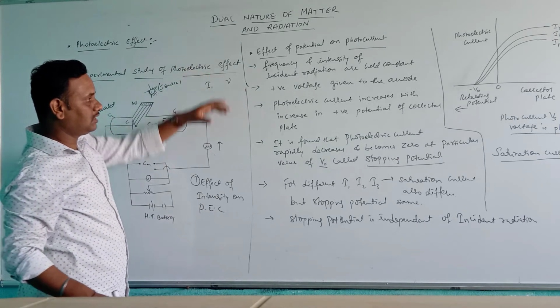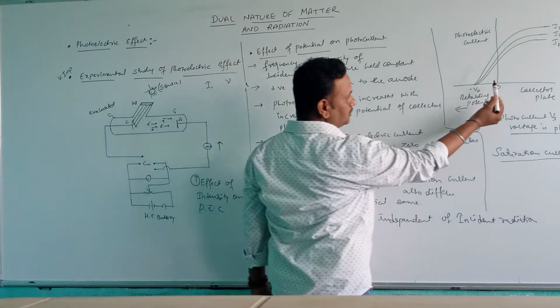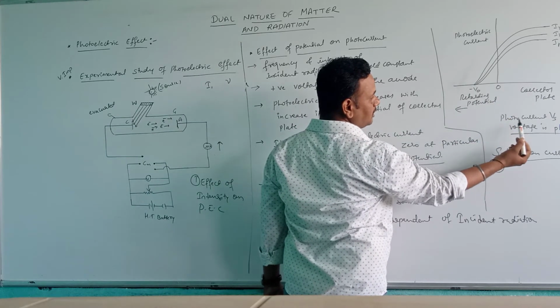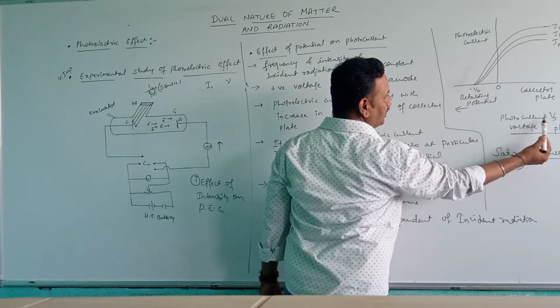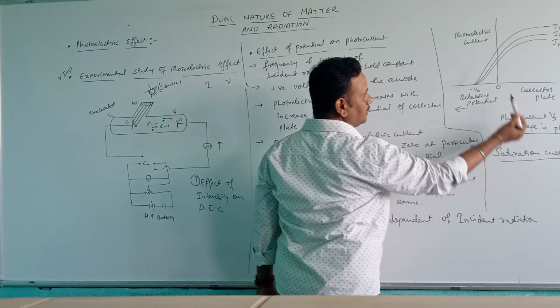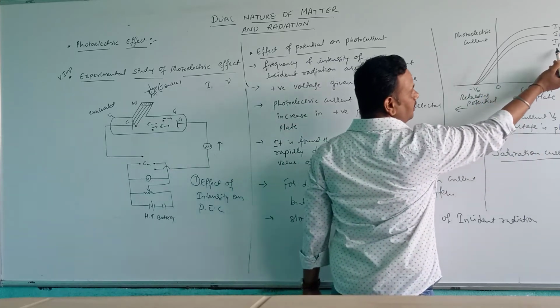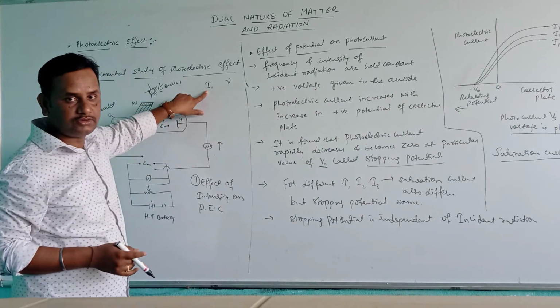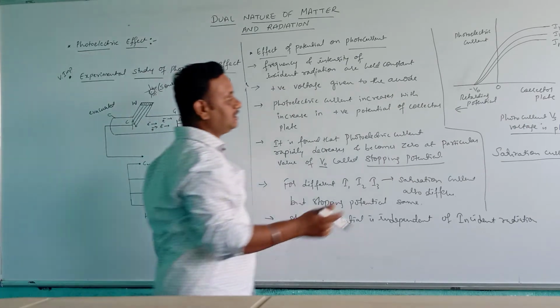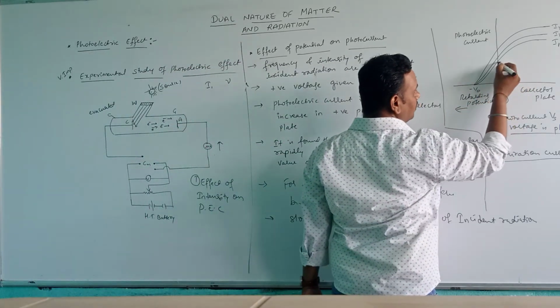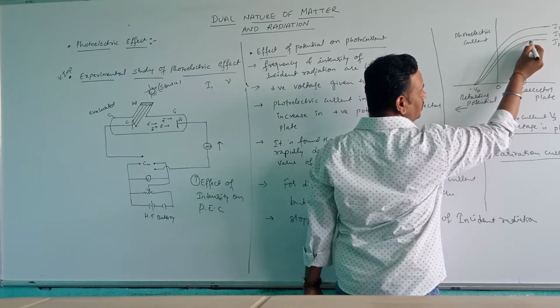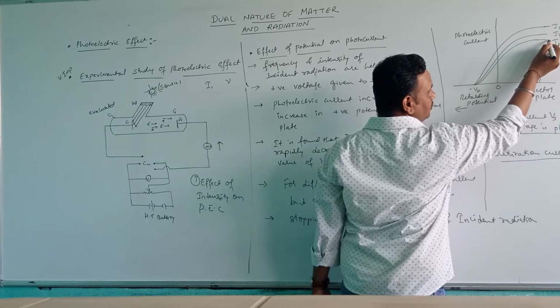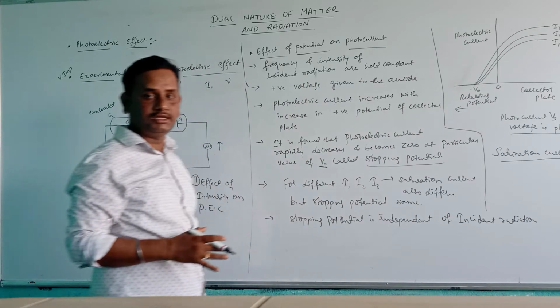Okay, so I can show the graphical representation here. The graph is plotted between photocurrent versus anode voltage. We can observe here that in the beginning, I said we maintained a constant intensity, I1. So the photoelectric current increases and it becomes saturated. Why is it becoming saturated here?